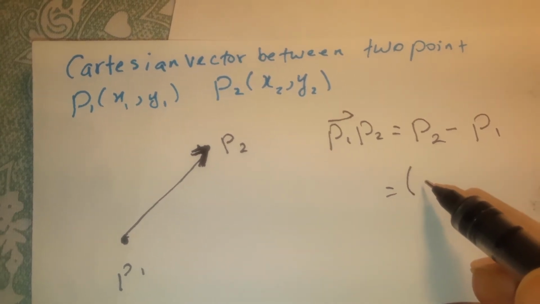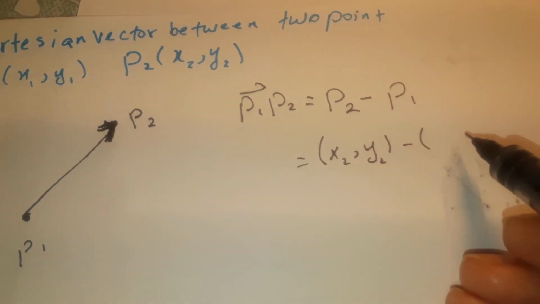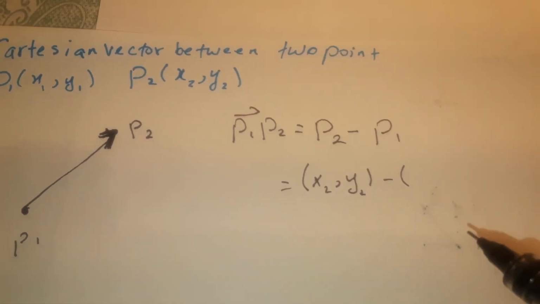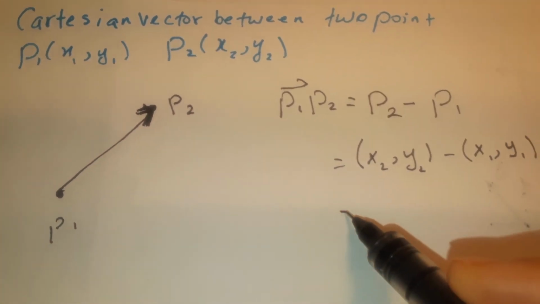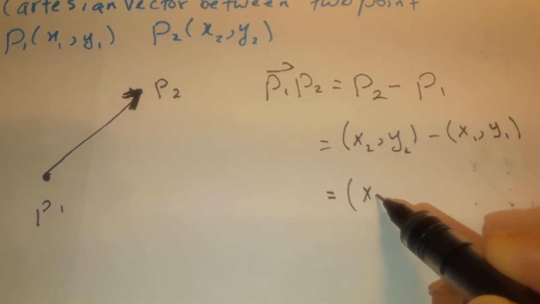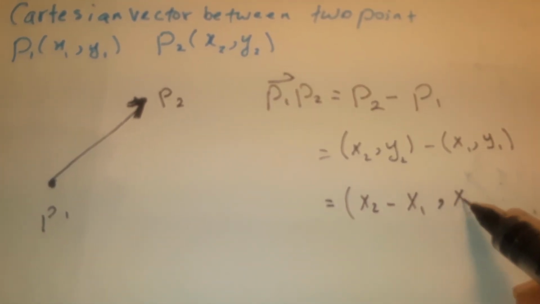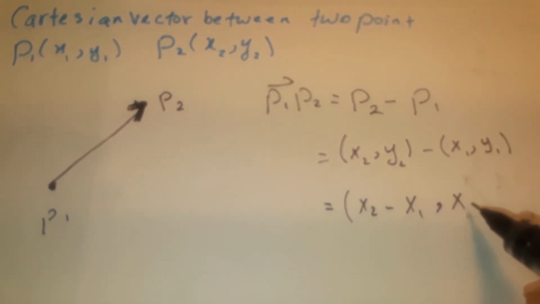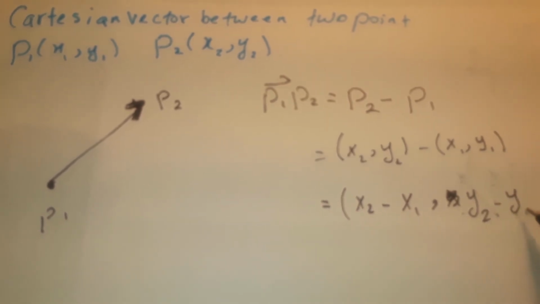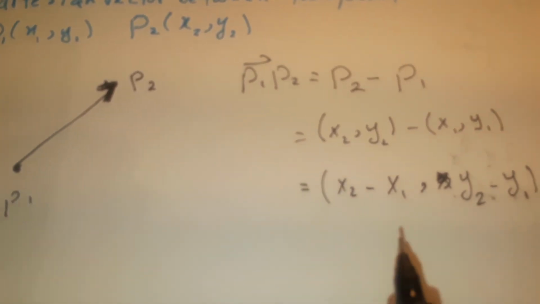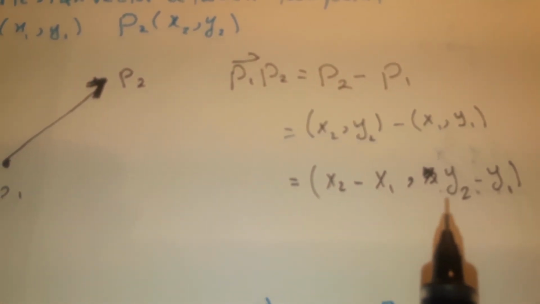So P2 has x2, y2, the x and y components, minus P1, which has an x component and a y component. And everyone knows how to do that. So it's going to be x2 minus x1 and y2 minus y1. So make sure it's the tip minus the beginning, or the second point minus the first point.